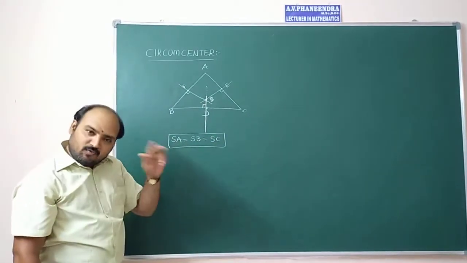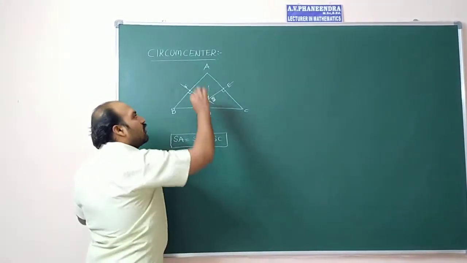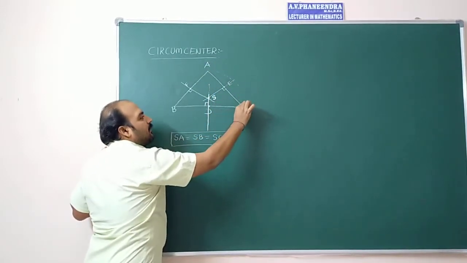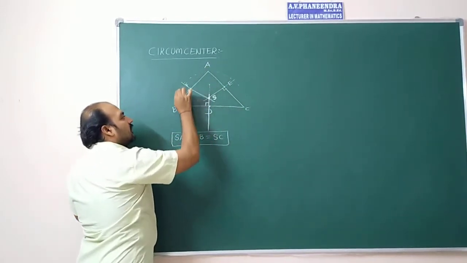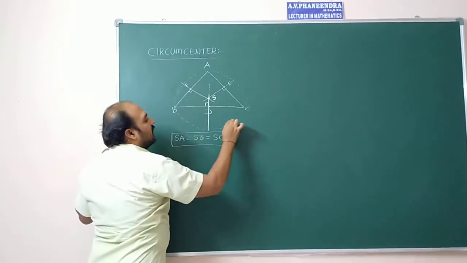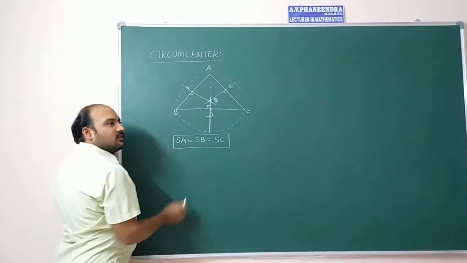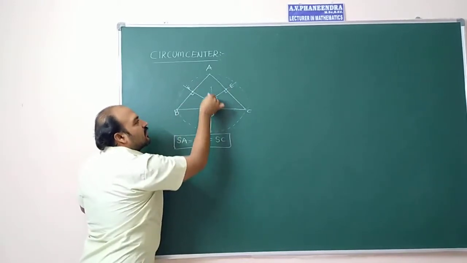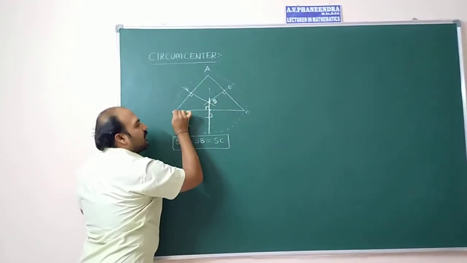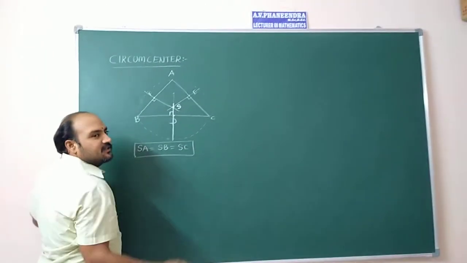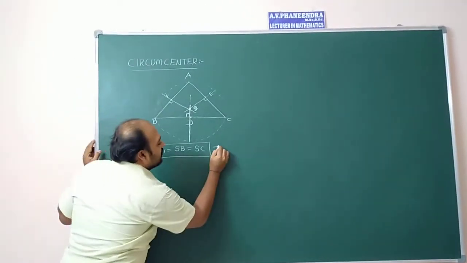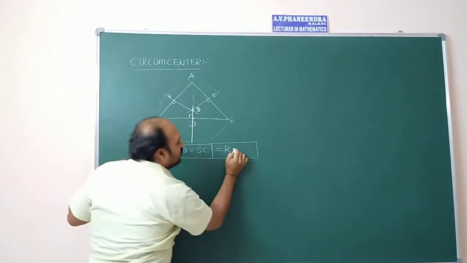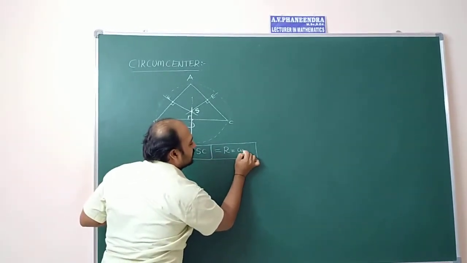And one more property, if you draw the circle through the points A, B, C, this is called circumcircle, and the distance from circumcenter to the vertices, that means SA, SB and SC, is equal to the circumradius, which is equal to capital R.